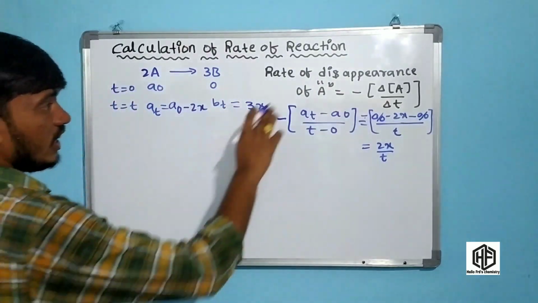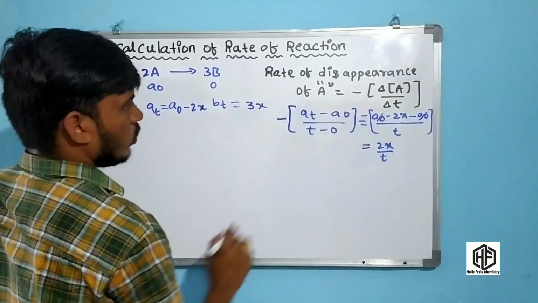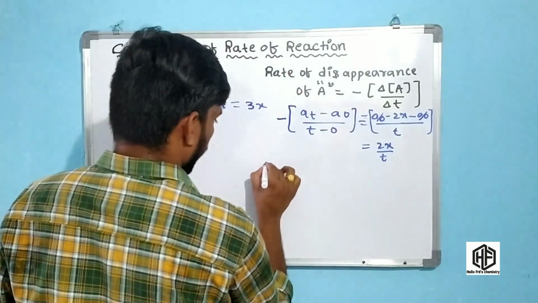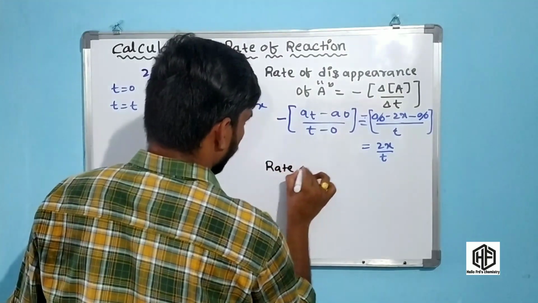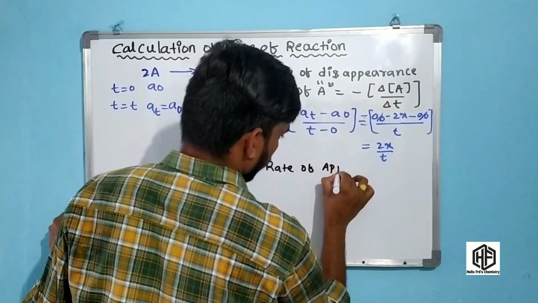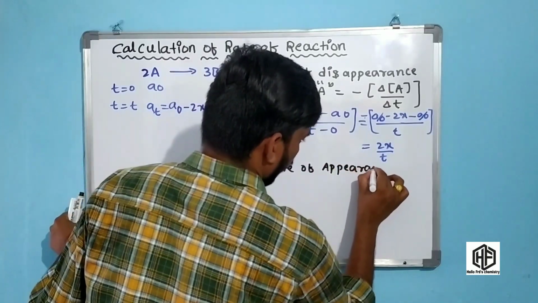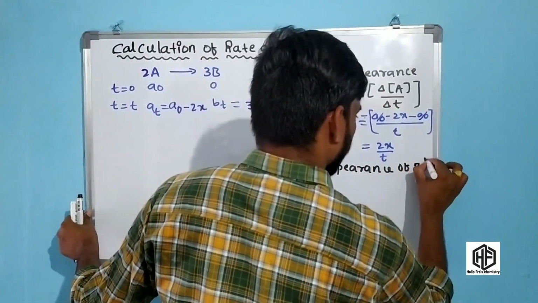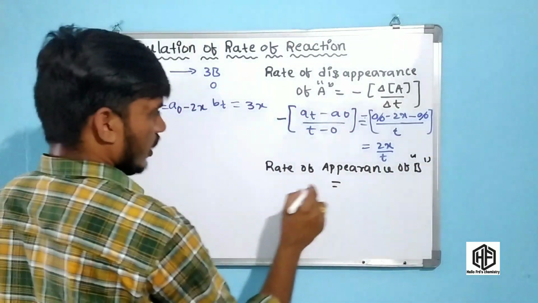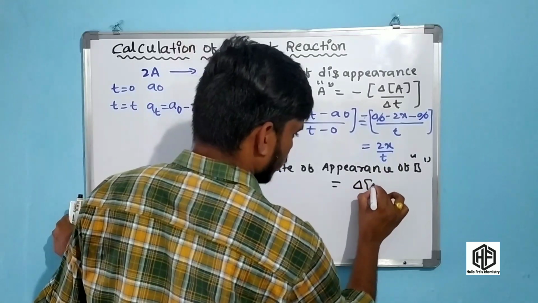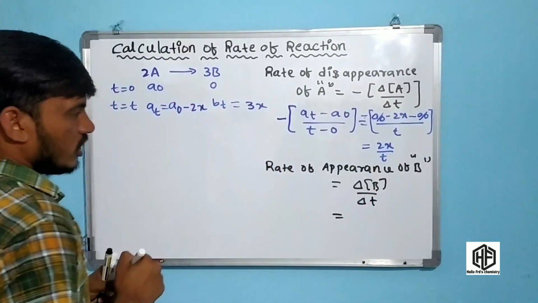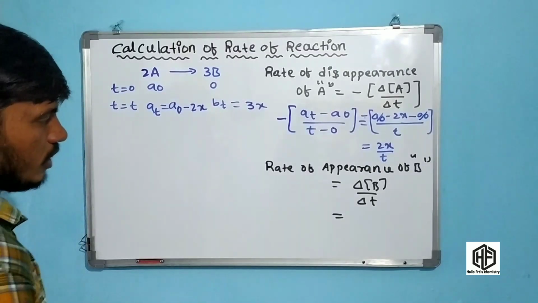This is the rate of disappearance of A in this example, 2x by t. Now the rate of appearance of B. In this example, the rate of appearance of B is the change in concentration of B by change in time.